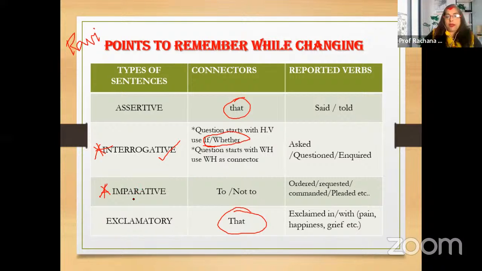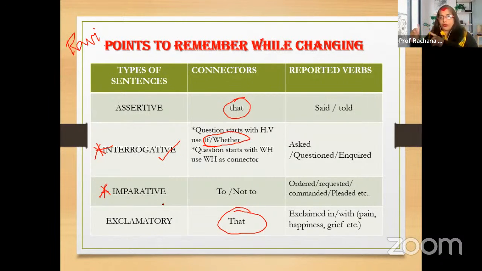So now, interrogative sentence, you have understood a little bit. Now we'll go to the imperative sentence. Imperative sentences are your order, request, command sentences. Please see the next rule. In your order, request, command sentence, again, you have to remove the connector. And what connector has to be used? To or not to.